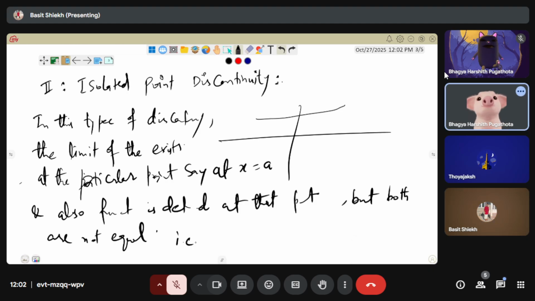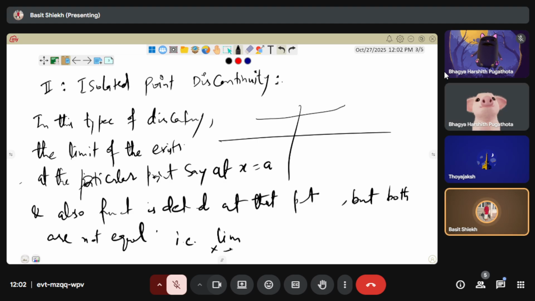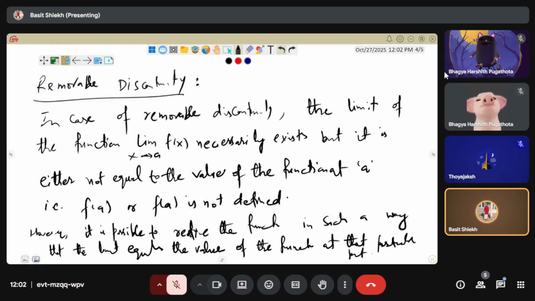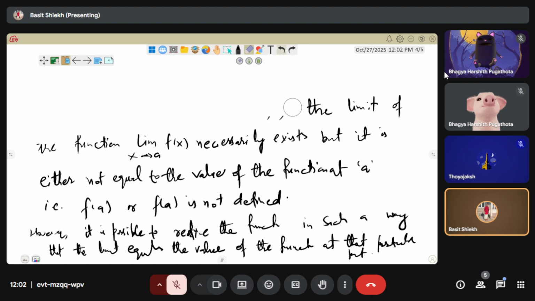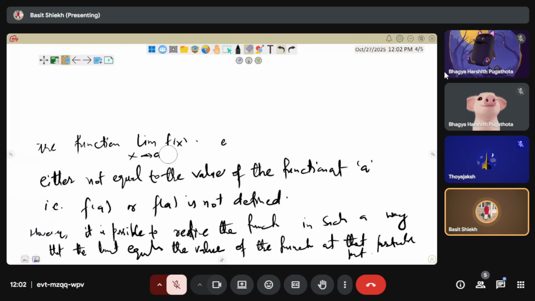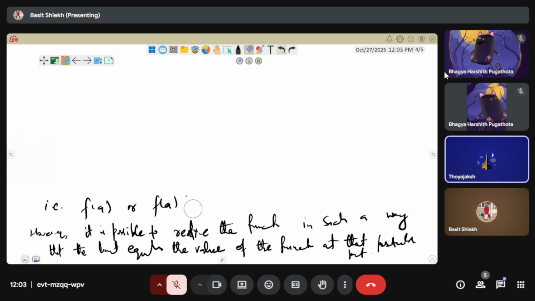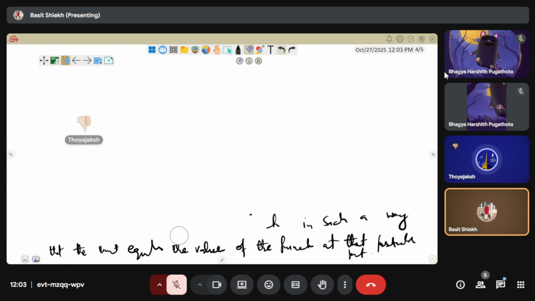Now see here. The limit as x goes to a of f(x) exists, but that is not equal to f of a. So when we pull on this side, there is a force acting on the spring that is opposite to the displacement of the body. In the third case, if I take the third case, explain from the beginning, sir. Not understood.